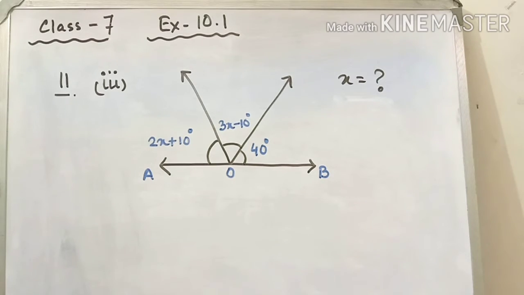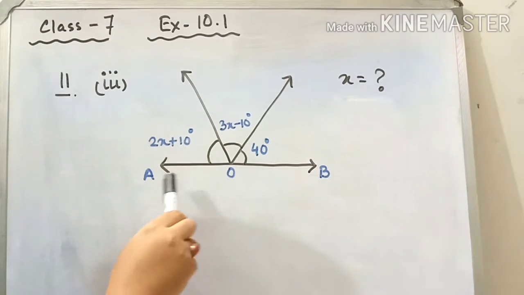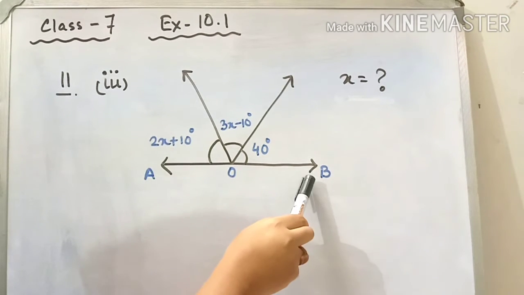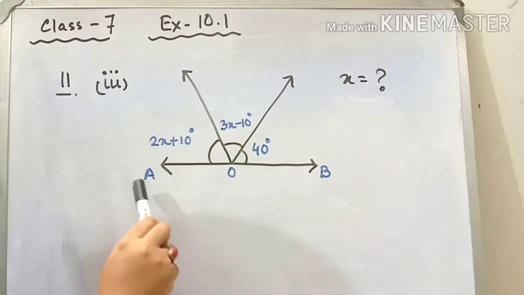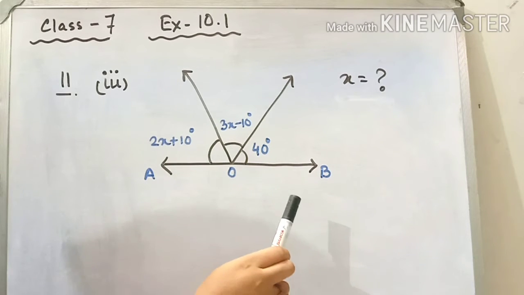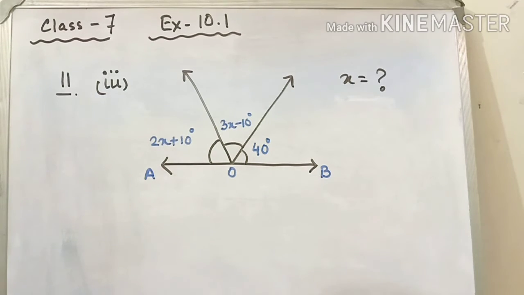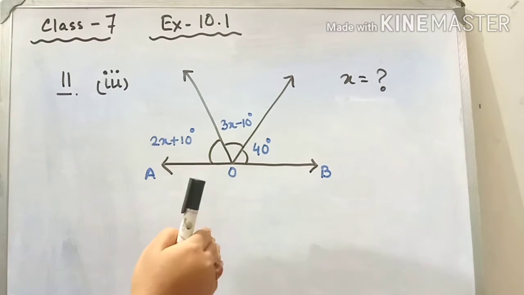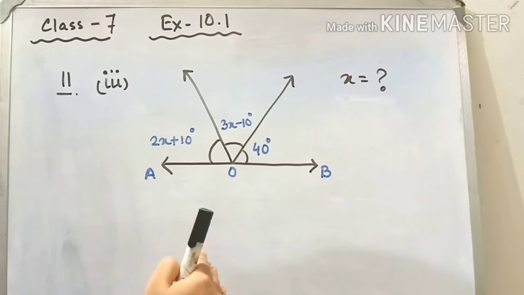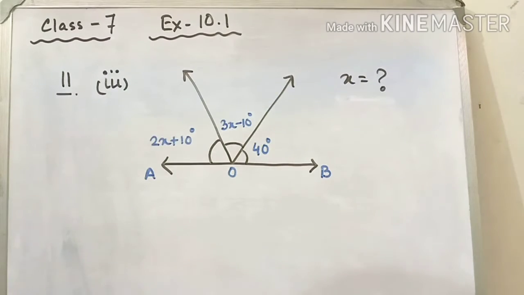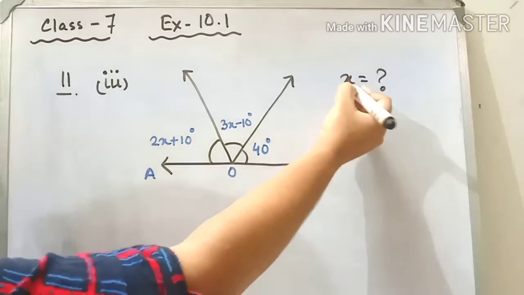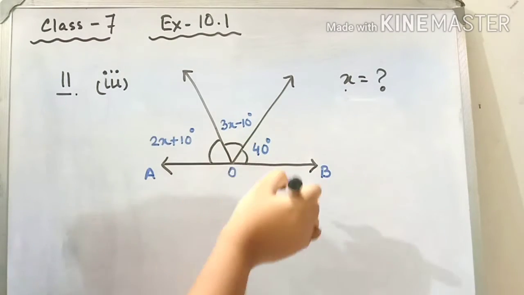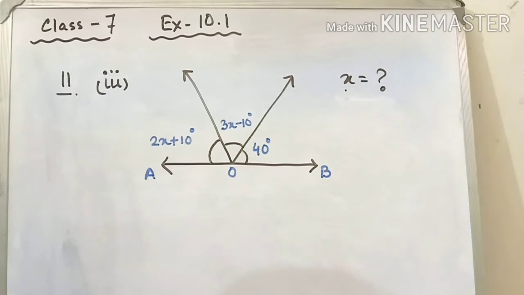Now one thing we have to understand from here: see AOB, the angle name of AOB is already given, and this AOB is a straight line, we know that. So what is this? This is a straight angle, that means 180 degree. So we have to find what? We have to find the value of x from this angle. Now how do we do that?